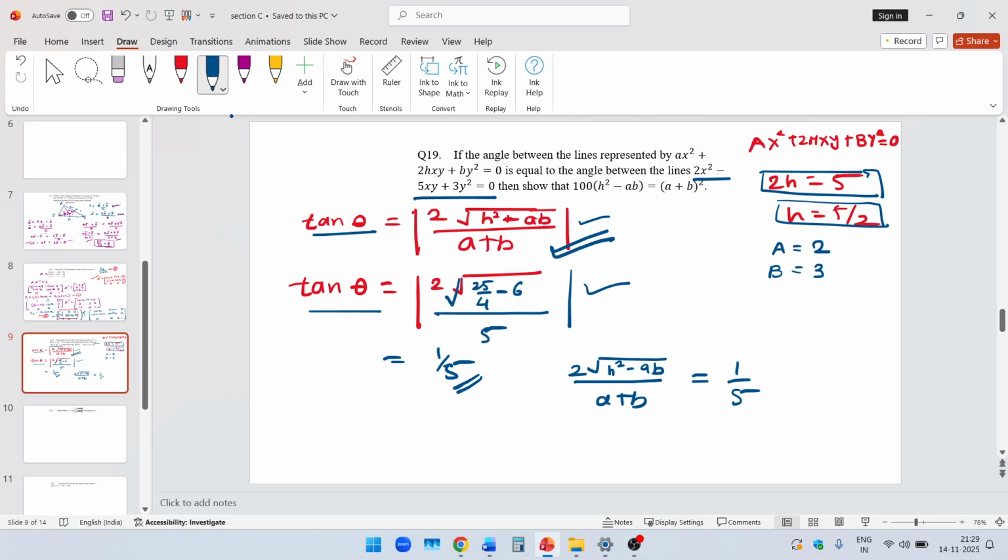Square both sides, you will get 4 times h square minus ab divided by a plus b the whole square is equal to 1 over 5 square, which is 25. Take 25 on the left hand side and take a plus b the whole square on the right hand side, and you get your answer. 25 times 4 will be 100. So I'll write here 100, and this a plus b the whole square will go on the other side to give me 1 into a plus b the whole square, that is a plus b the whole square. Hence proved.